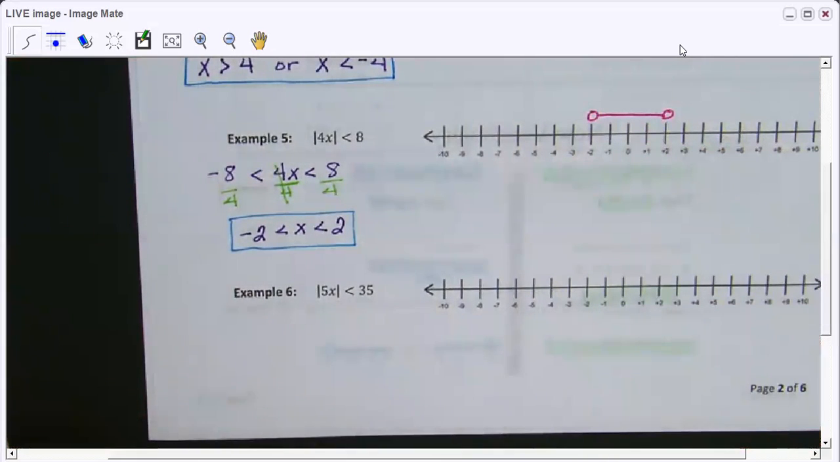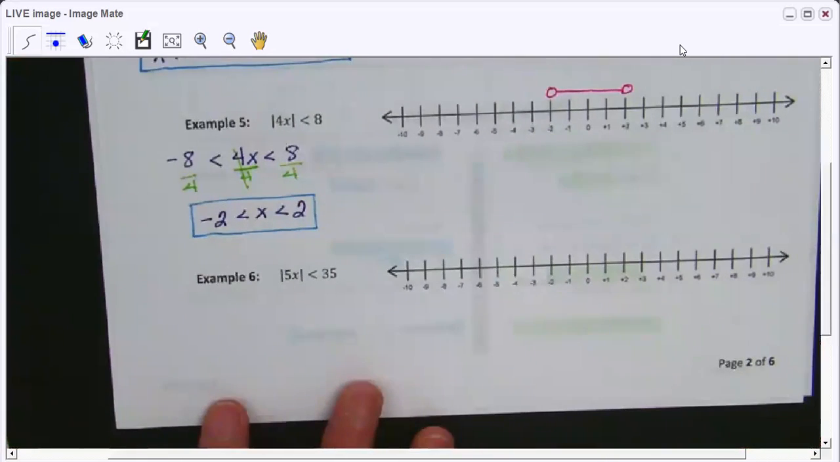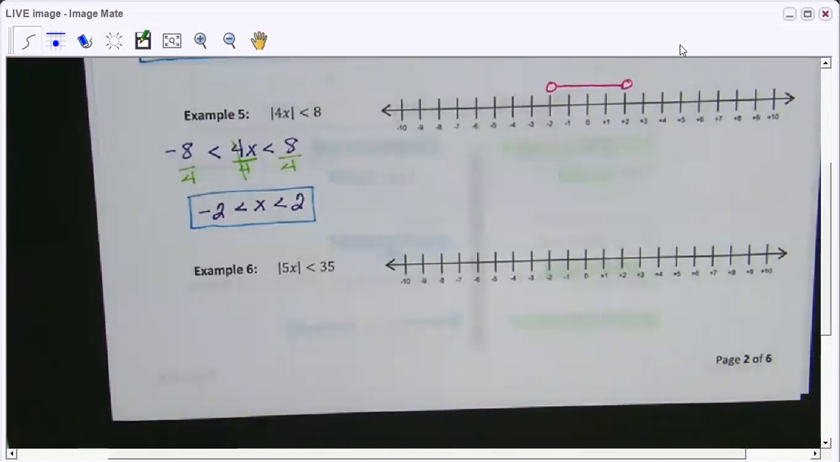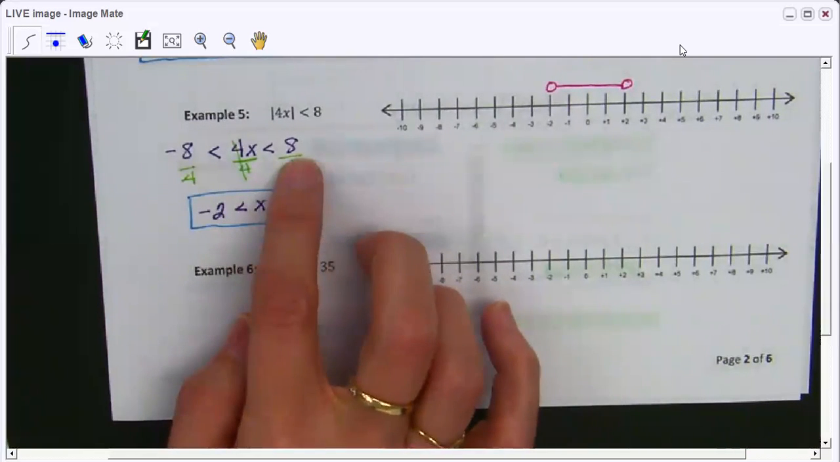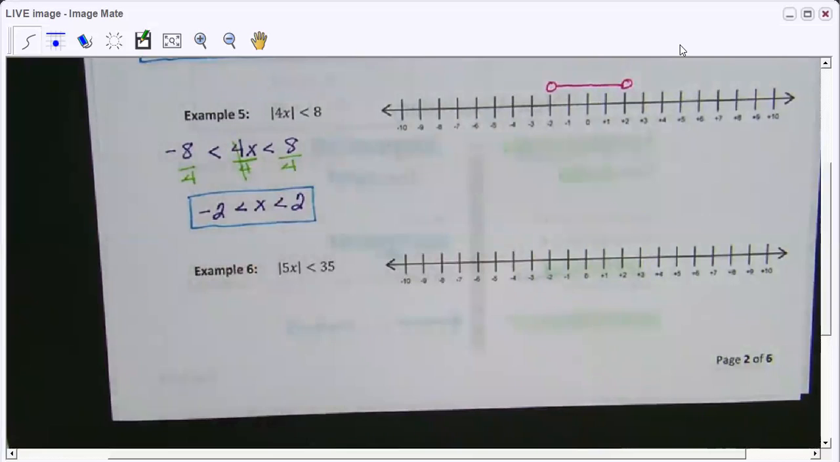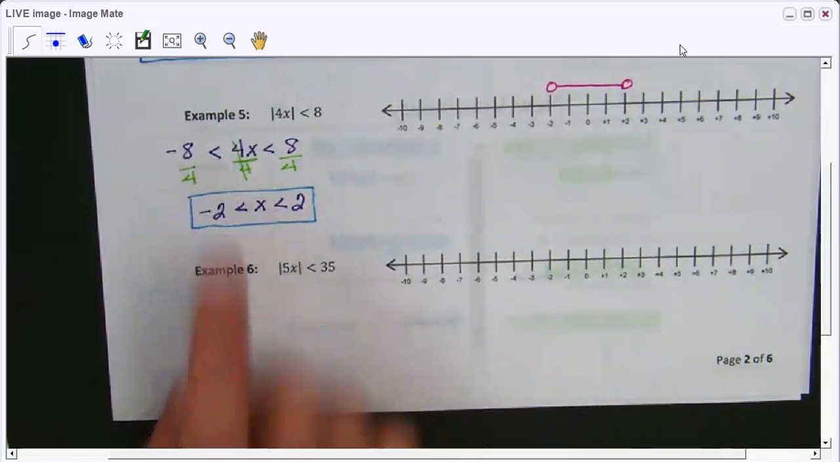Go ahead and do example 6. Do we have to do it like that, or can we just solve it like it is and then write the answer? You mean, do I want you to write this step right here? No, like, you just leave the 4x less than 8, and then you put both sides over 4 and divide them. No, you need to do it like this.